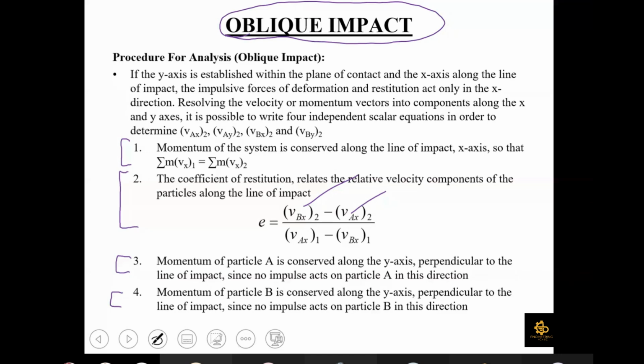चूंकि plane of contact के along किसी किस्म की कोई impulse act नहीं कर रही, so the momentum of these particles along the plane of contact would remain same. That is VAY2 should be equal to VAY1. Similarly, VBY2 should be equal to VBY1. In this way, you are going to determine the four unknowns involved here. Once you have found those four unknowns, you can find out VA2, VB2, theta 2 and phi 2. Is the procedure clear to all of you? Yes sir.